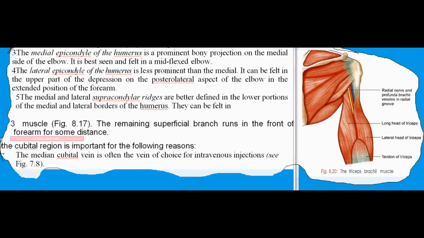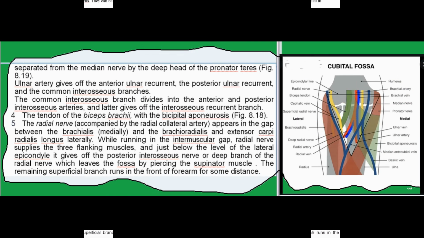The median cubital vein is often the vein of choice for intravenous injections, see Fig 7.8. Separated from the median nerve by the deep head of the pronator teres, Fig 8.19. Ulnar artery gives off the anterior ulnar recurrent, the posterior ulnar recurrent, and the common interosseous branches. The common interosseous branch divides into the anterior and posterior interosseous arteries, and the latter gives off the interosseous recurrent branch.